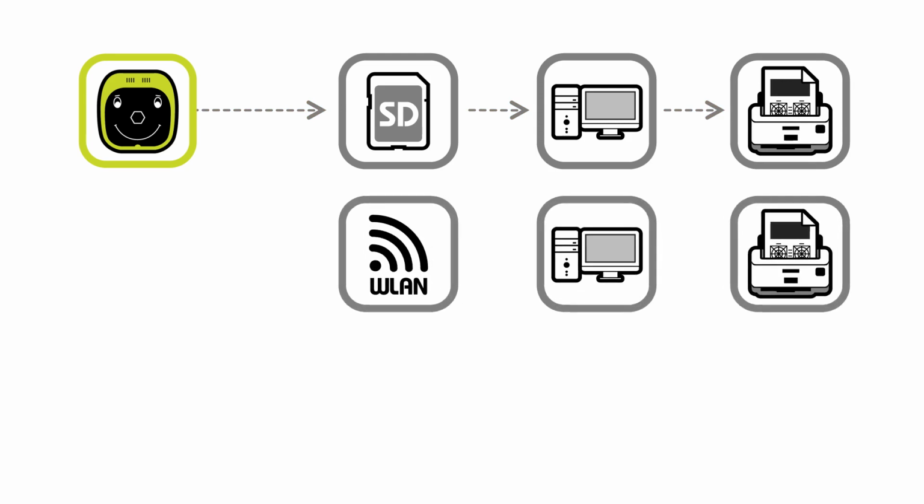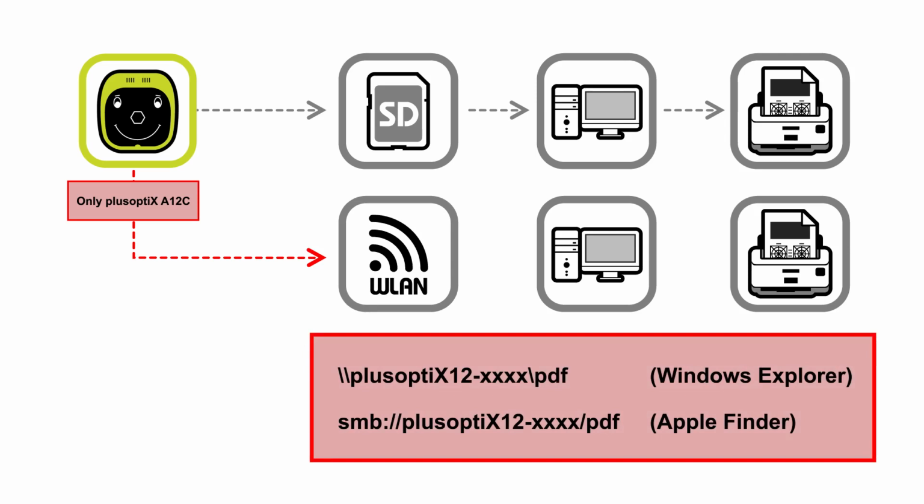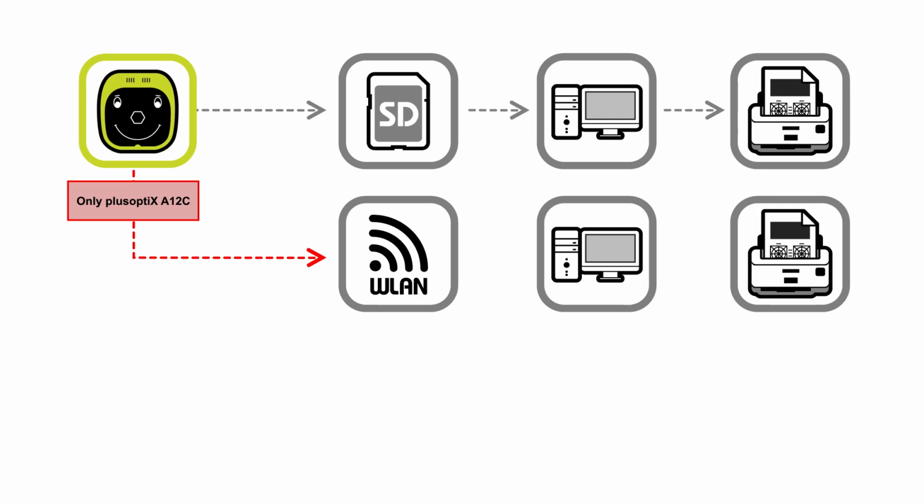Secondly, the plusoptiX A12C can be connected to a network router via the WLAN interface. Enter the displayed network path into the address bar of your Windows Explorer or Apple Finder. Measurement reports that are saved on the SD card are portrayed after confirmation of your entry and can then be printed manually on a printer that is connected to your workplace computer.